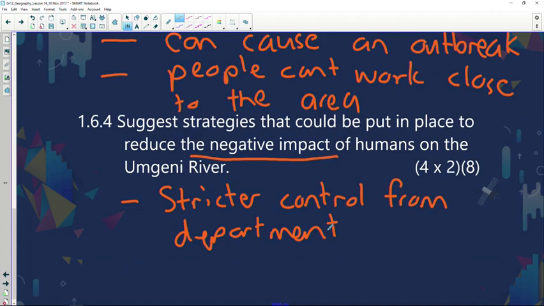So fines need to be implemented for people who pollute the river, and stricter control to not pollute the river, use it to wash their clothes, and pollute the rivers with their rubbish. So they can use fines for offenders as a punishment so they don't pollute the river any further.